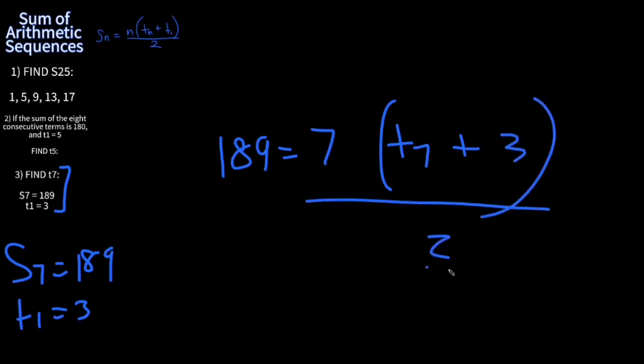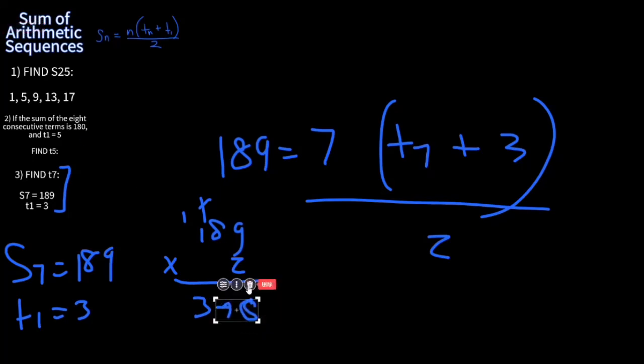And so all you do is 189 times by 2 is 378.